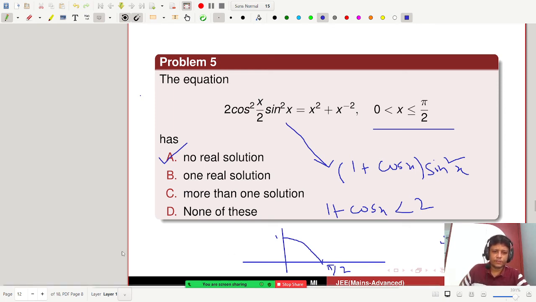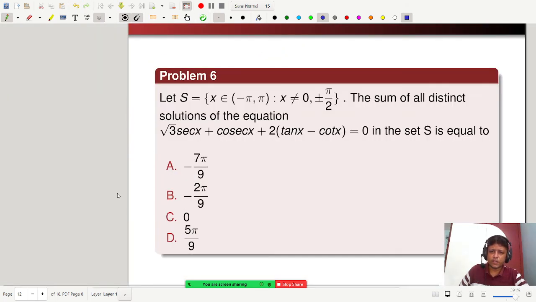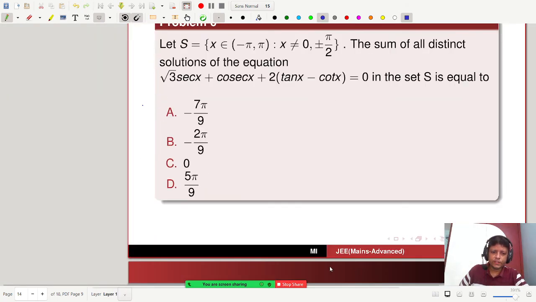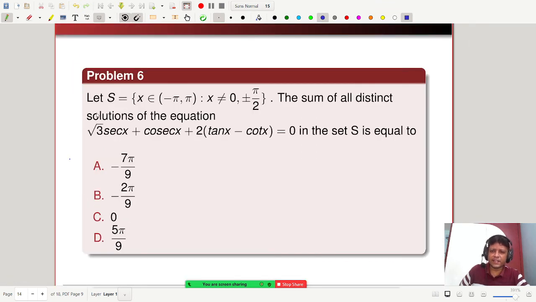Next, I will go to number 6. Let S be a set containing x belonging to the interval minus pi to pi, x not equal to 0, not equal to plus minus pi by 2. The sum of all distinct solutions of the equation in the set S is equal to... you have to find all the distinct solutions of this equation.